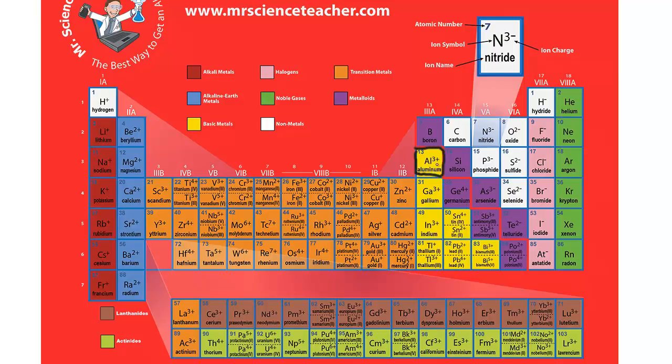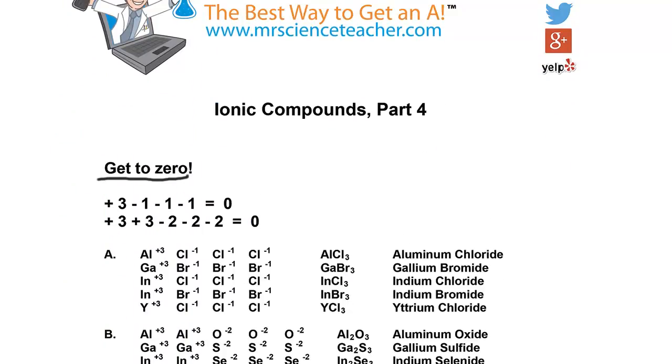And aluminum is a plus 3, chloride's a minus 1. So, aluminum plus 3, chloride minus 1. We have 3 of them. We write it down 3 times. Aluminum, Al, and Cl3. Al, Cl3, aluminum chloride.